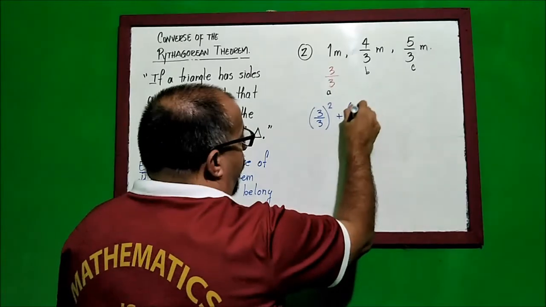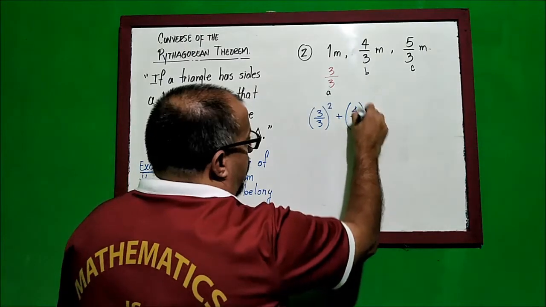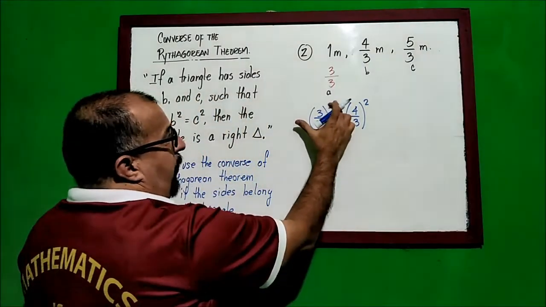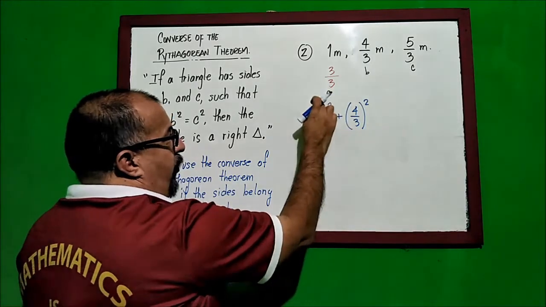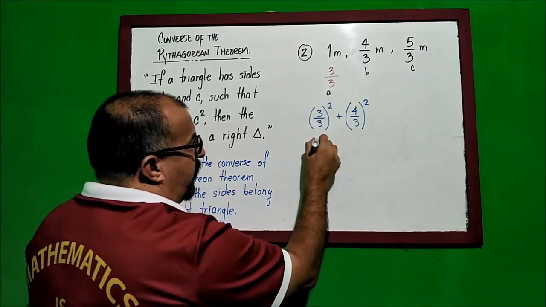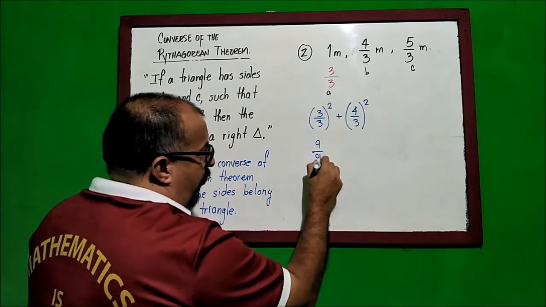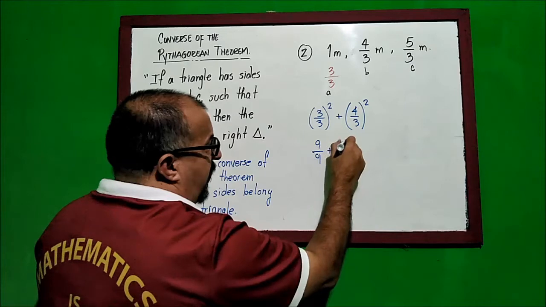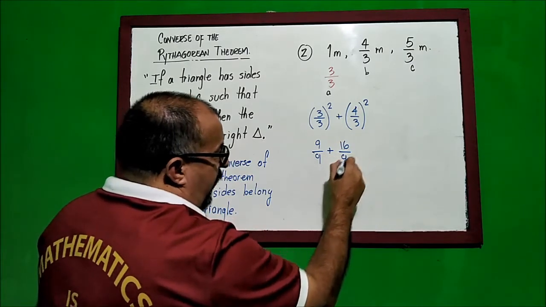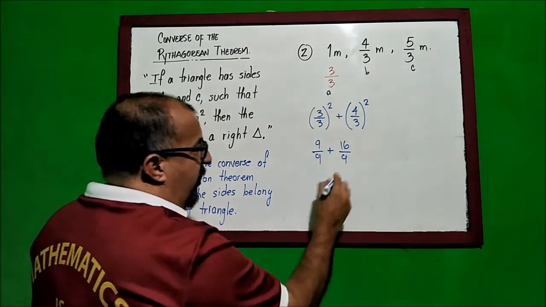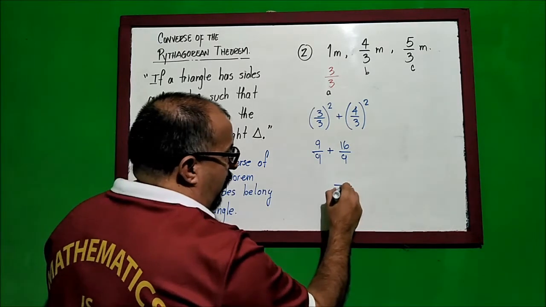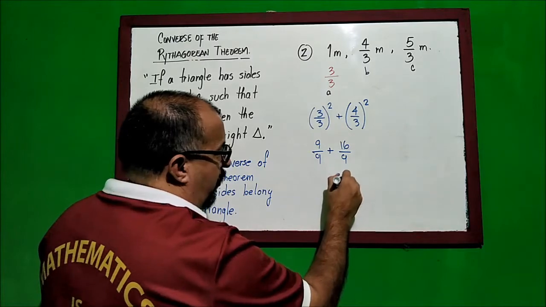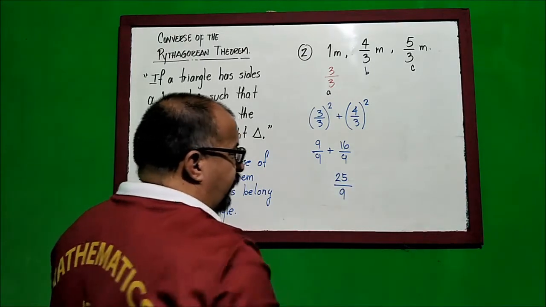We add it to 4/3 to the second power. And let's remember, the power in a quotient affects both numerator and denominator. So this becomes 9/9 plus 16/9. Since they have the same denominator, we keep the 9 and add 9 and 16, which is equal to 25.